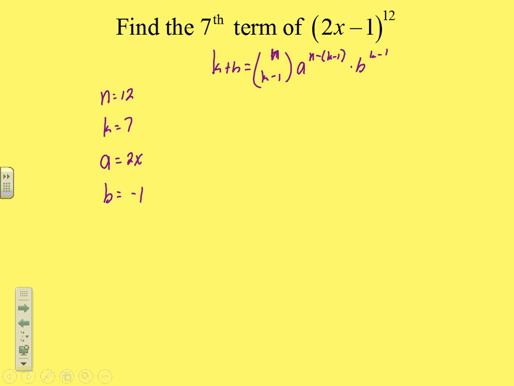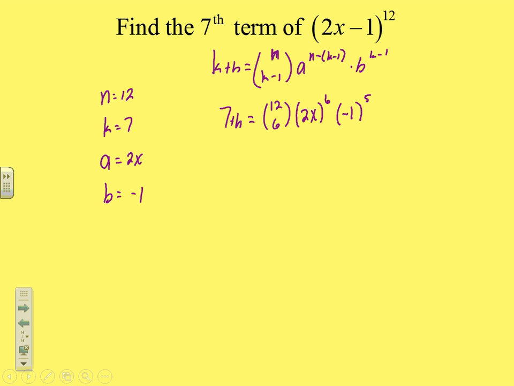Substituting those numbers into the problem gives me the 7th term is what we're looking for, and then I'm going to say 12, and I'm going to go ahead and just simplify these straight away rather than trying to write them out again. So k minus 1 will give me 6, so I'm going to say 12 choose 6 for my combination. And simplifying here, I'm going to substitute a 2x, and simplifying everything in that exponent, we're going to say 12 minus 6, essentially. So that'll be 6 power here. And then I'm going to say times negative 1, and 6 minus 1 will give me to the 5th power here.